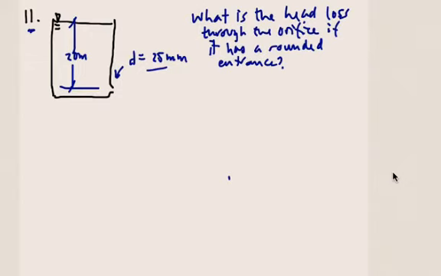But basically what you have is a tank, and this tank has a 20-meter distance from the top surface of the tank to where there's an orifice that is 25 millimeters in diameter. And what it says in the problem is the exit here has a rounded edge, and the question is, what is the head loss through the orifice if it has a rounded entrance?